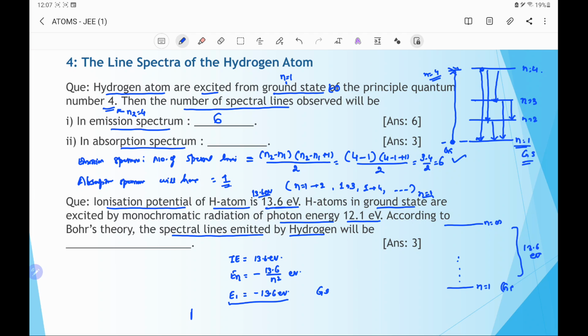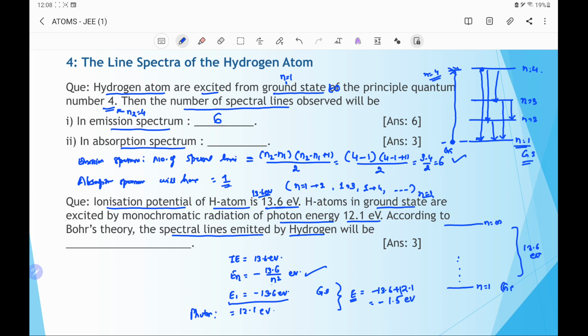And the electron in ground state gets a photon which has energy equal to 12.1 electron volt. So the electron jumps to a higher energy state, and this energy state will have the energy minus 13.6 plus 12.1, that is equal to minus 1.5 electron volt. Now we have to find the number of the orbit for which this energy exists.